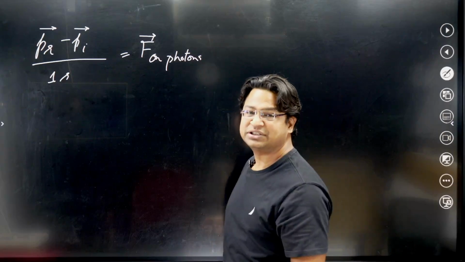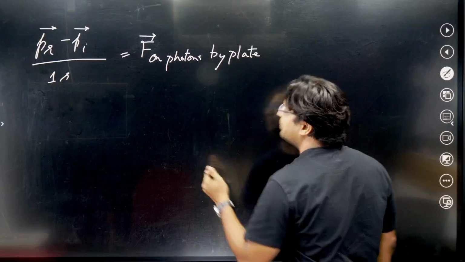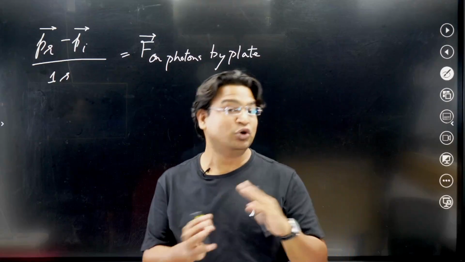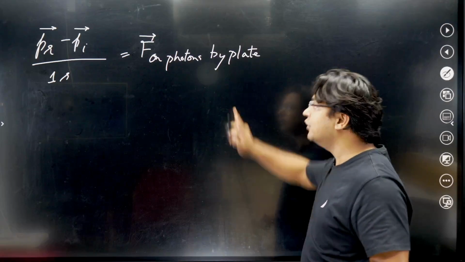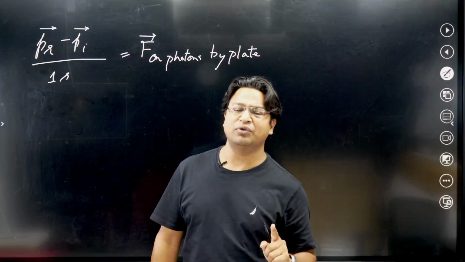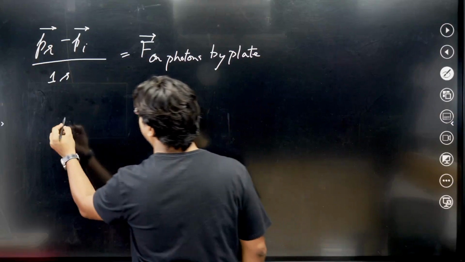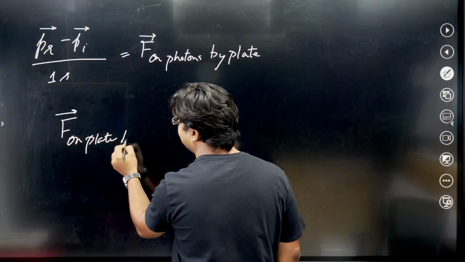And who has exerted this force? Well, the plate was responsible. The plate was responsible for changing the momentum of the photons. If there had been no plate, momentum wouldn't have changed. So this is force on photons by plate. But wait a minute. We were trying to find out force on the plate, not on the photons. So what we are trying to find out is force on plate by photons.